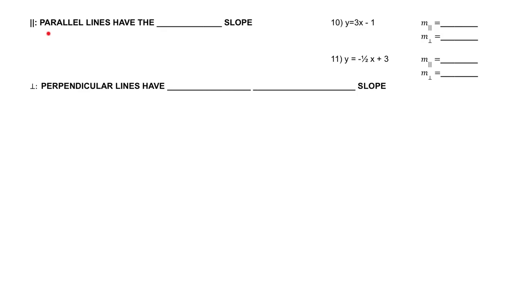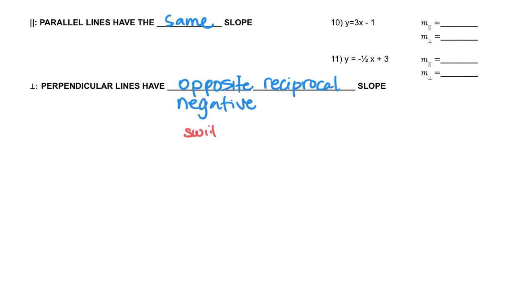Now we're going to fill in our notes together from what we just watched, and you're going to focus on the bottom half. So parallel lines have the same slope, and perpendicular lines have opposite reciprocal slopes. Sometimes we say negative instead of opposite, but it means the same thing. Opposite means we are going to switch the sign of our ratio, and reciprocal means we're going to flip the fraction. So make sure you have that on your notes, both parts.